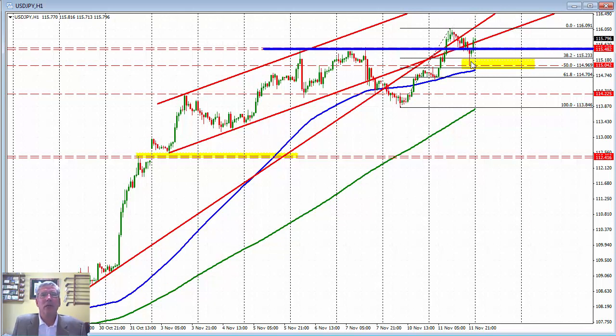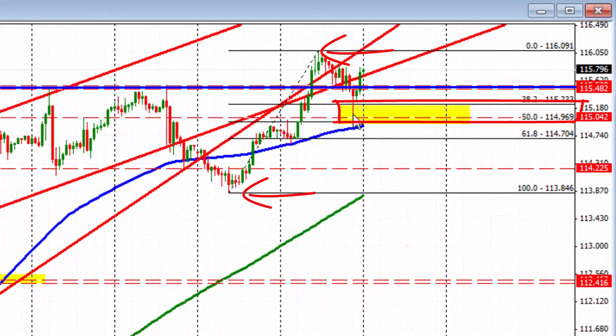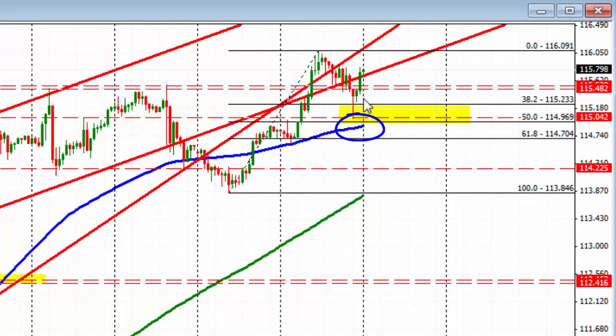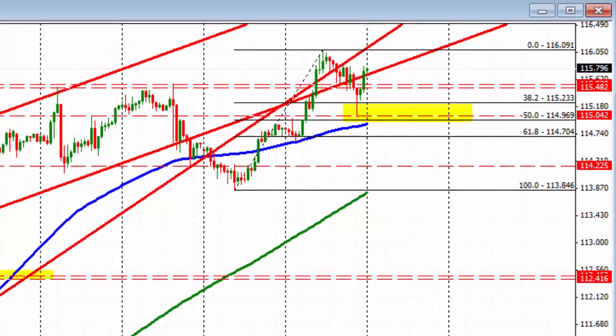Only to have the market rotate to the downside. The good news is that we held the 38.2 to 50% retracement of this move to the upside, and also held above the 100-hour moving average. Let's just keep this 100-hour moving average as a key level on the downside. As long as we stay above it, it's more bullish. If we move below it, that would be more bearish for that currency pair.